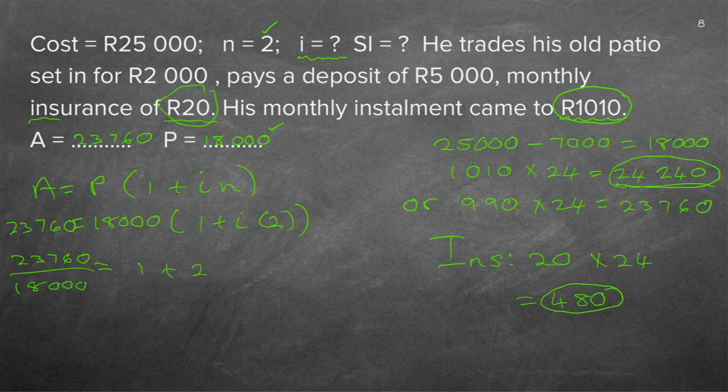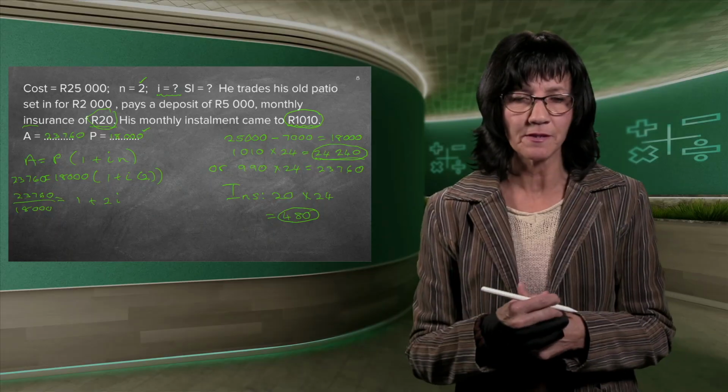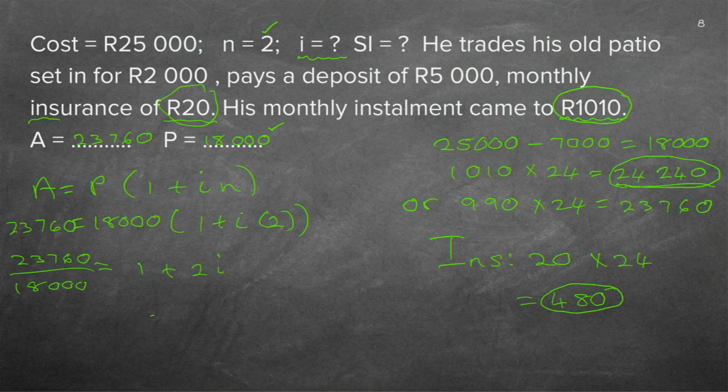1 plus 2i. Why do I do that? That 18,000 was being multiplied to the bracket. I need to get rid of it, so I must divide. Now I want the 2i all alone, so let's just move it a bit to this side. So it will be the same fraction, 23760 over 18,000 minus 1. And now I just need to divide by 2.